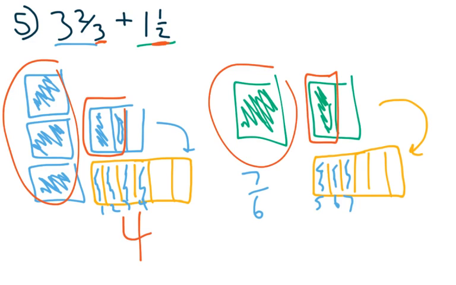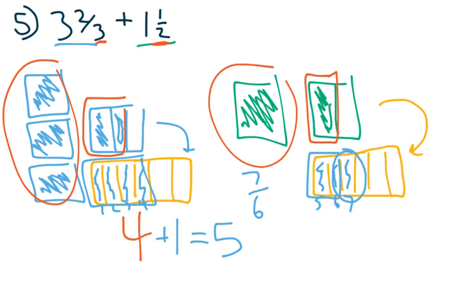So what I can do is realize I have 6 right here, which makes another whole 1. So I'm going to get 5. And then what I'm left with is that lonely 1/6. And so the visual aids really help us see how many whole numbers we have, how many fractions we have, and especially it comes in really handy if we need to borrow, like we had to do over here.